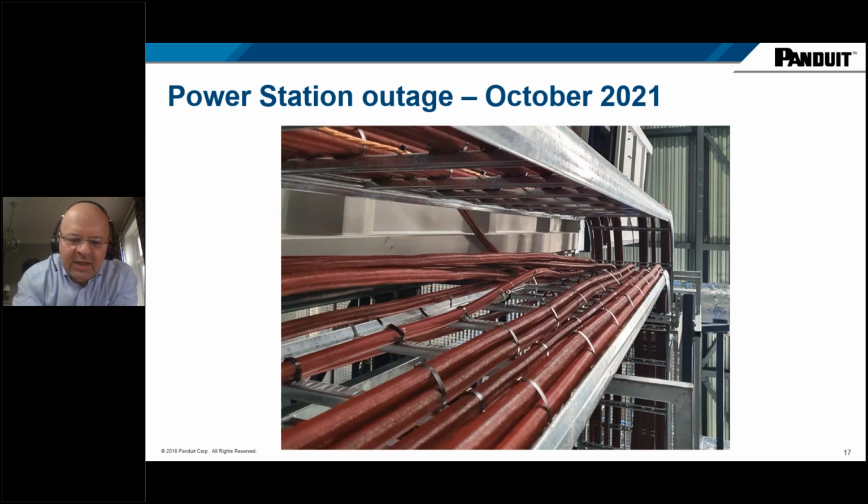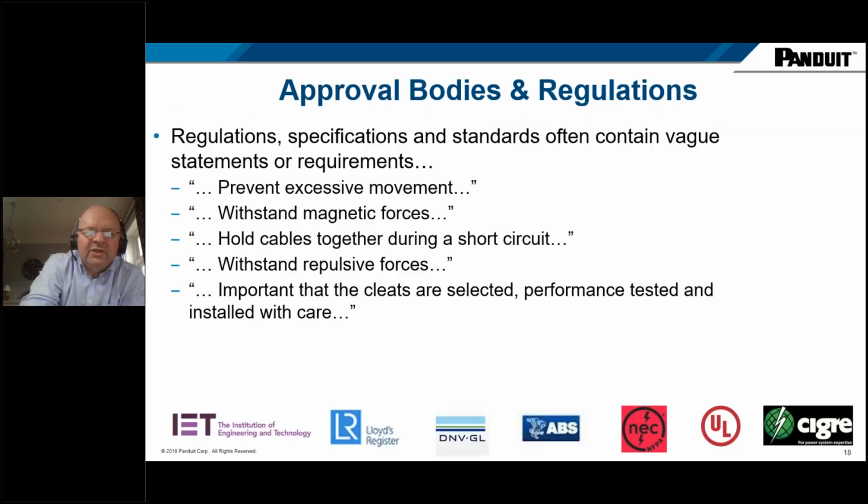Another simple image here shows the breakage of cable ties that we use to try and hold the cables in place in the event of a short circuit, and the strength of those ties was insufficient to control the level of damage by that short circuit event.